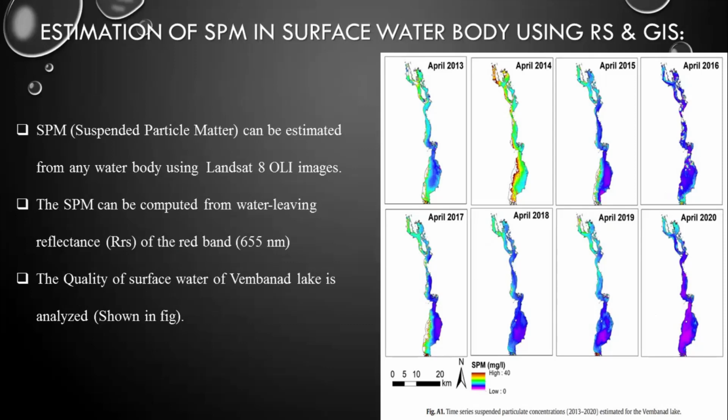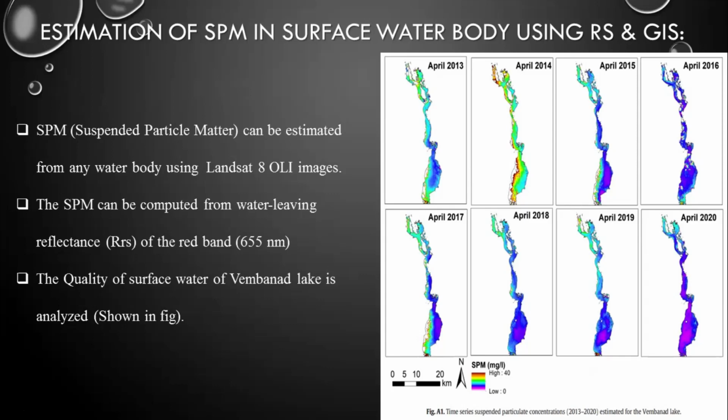In this particular work, which was not done by me, the researchers estimated suspended particulate matter from a water body. You see how this is a temporal and spatial work. They kept a particular month fixed, because if you keep changing the month, then obviously your result will change. So it is better to stick to one or two months or one season. Here, from April 2013 to April 2020, every year for a fixed month, the SPM was calculated.